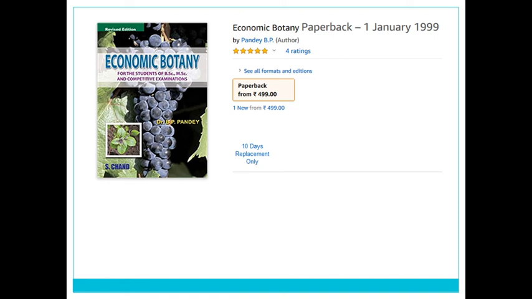So best of luck for this new session. Go through your textbook. This is the most important advice. Then you can follow the reference book and the material provided by our respected faculty members, and try to practice the scientific names, especially their spelling, and follow the rules whenever you want to mention the scientific names.